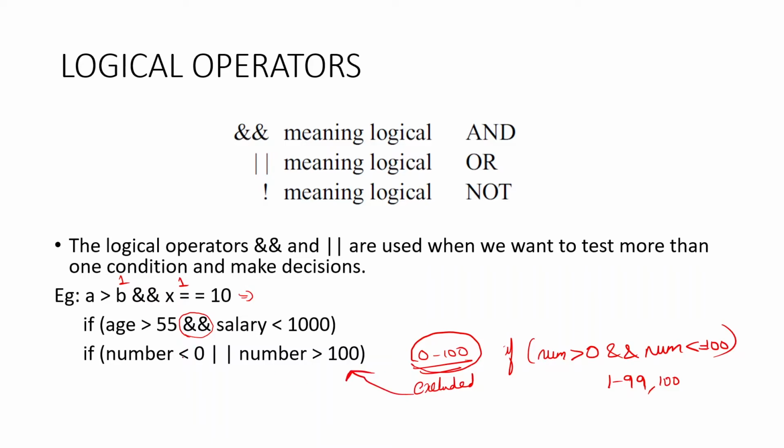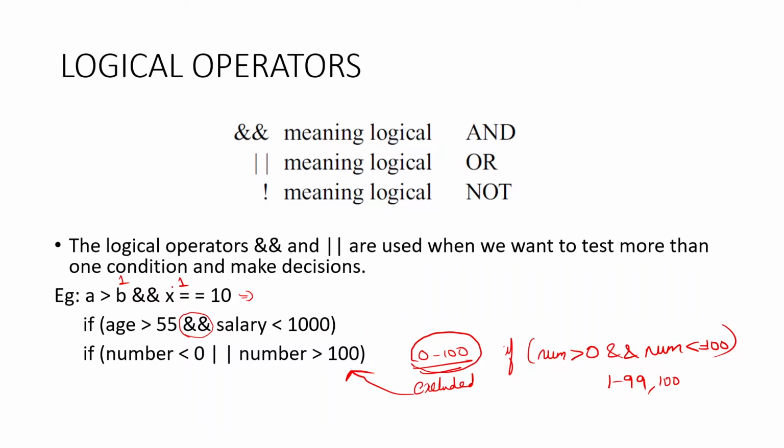If the number is less than 0 or the number is greater than 100, that means the values are outside the range, and you can print an error message using printf, like it is outside the limit. So you should be very careful when you write these conditions.